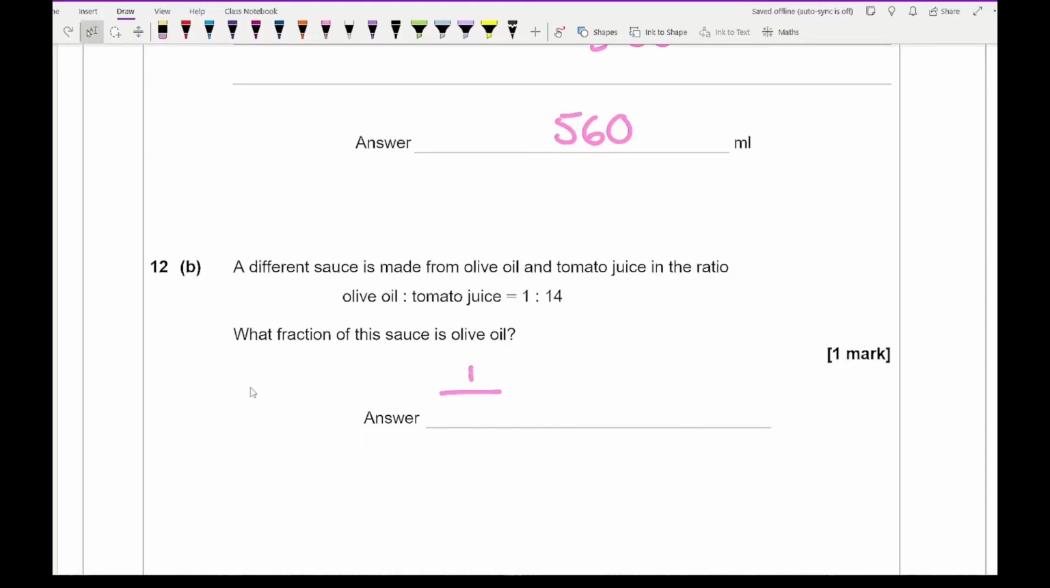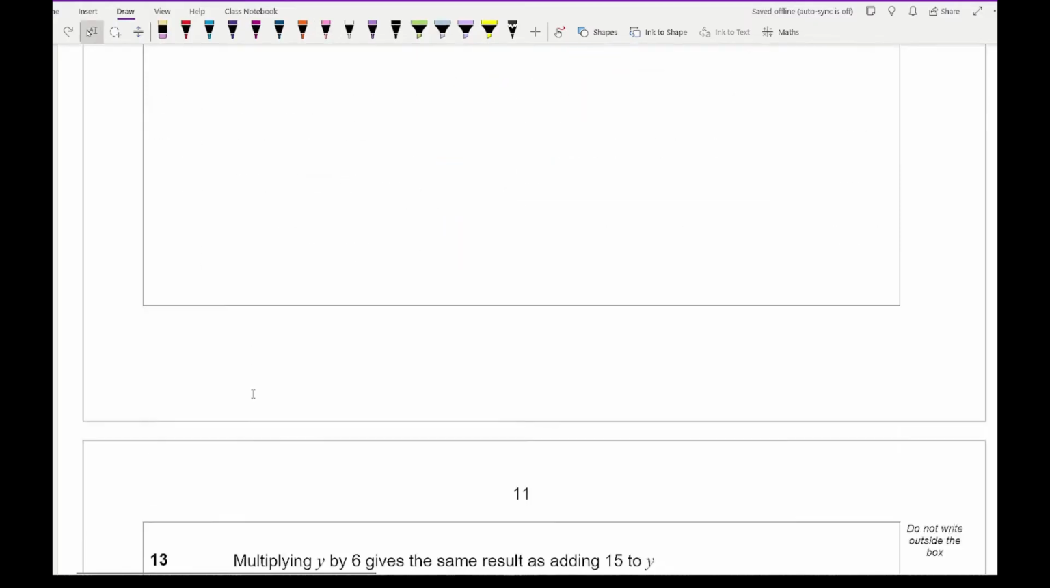With a ratio you're comparing one part to another part. With a fraction, you're comparing one part to the total. So the number of parts for olive oil is 1, and the total number of parts is 15. So our answer then is 1/15.